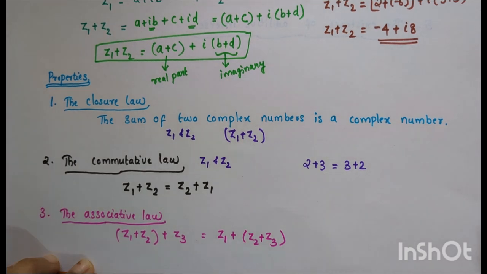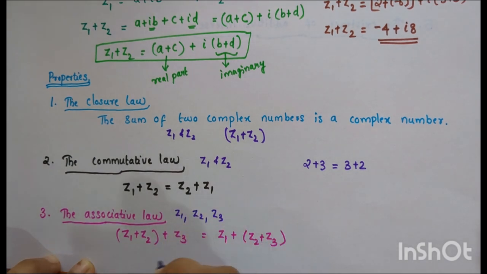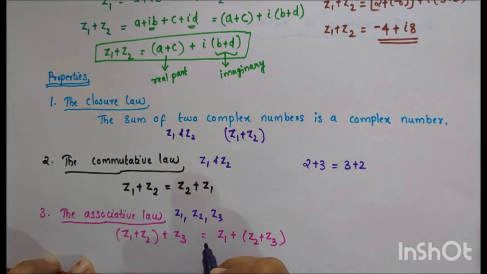Okay, now the third property is the associative law. That is, for any three complex numbers z1, z2 and z3, z1 plus z2 plus z3 will be equal to z1 plus z2 plus z3.